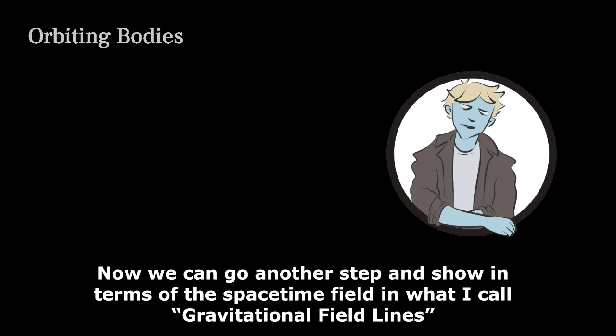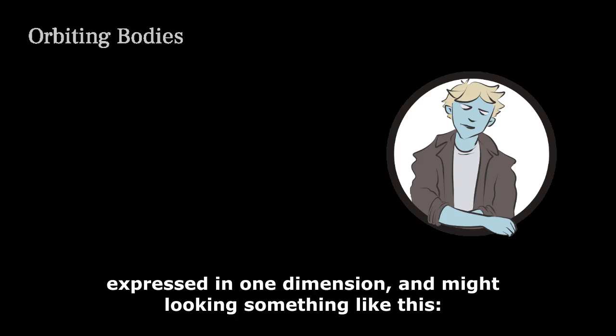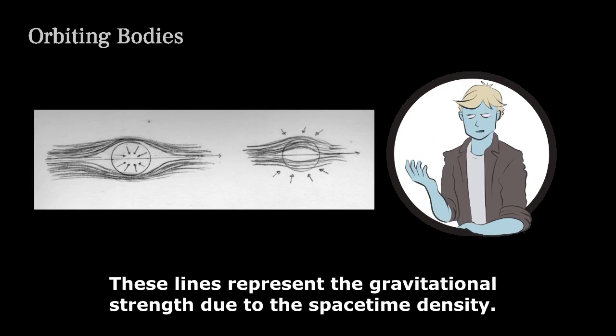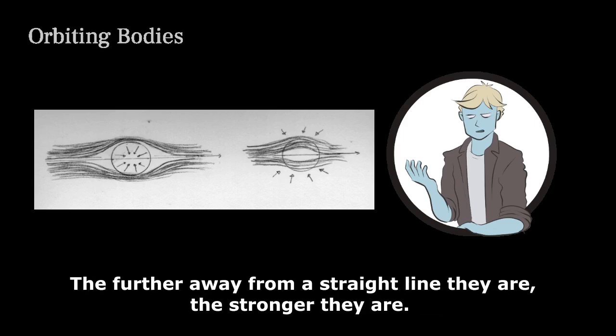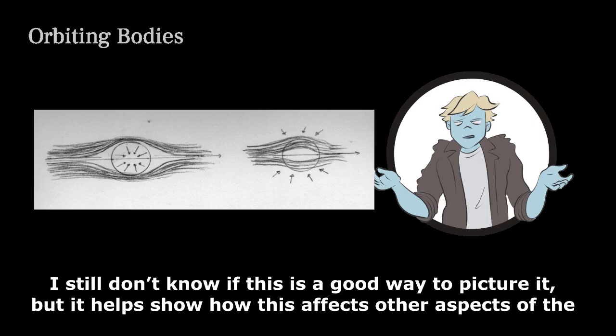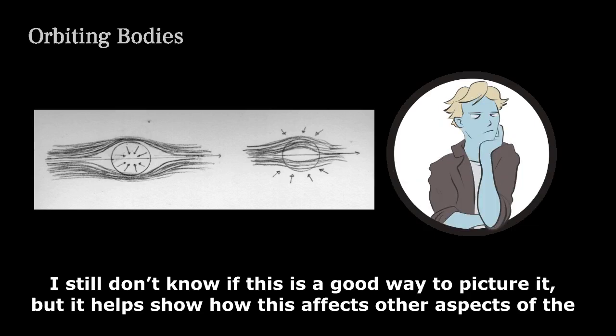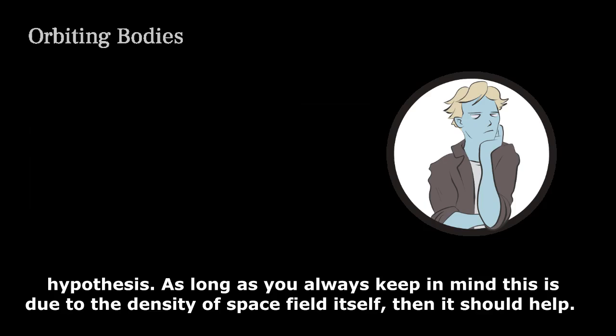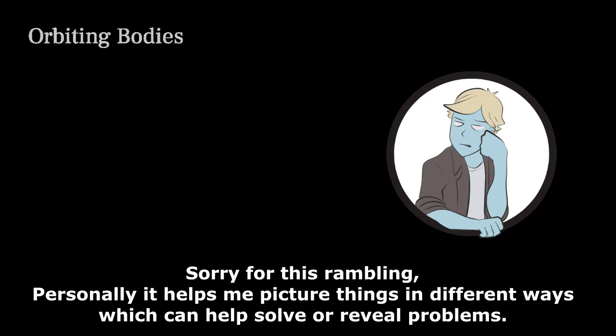Now we can go another step and show in terms of the space-time field in what I call gravitational field lines expressed in one dimension. And this might look something like this. These lines represent the gravitational strength due to space-time density. The further away from the straight line they are, the stronger they are. I still don't know if this is a good way to picture it, but it helps show how this affects other aspects of the hypothesis. As long as you always keep in mind this is due to the density of space field itself, then it should help. Sorry for this bit of rambling. Personally, it helps me picture things in different ways, which can help solve or reveal problems, so I thought I would share it as well.